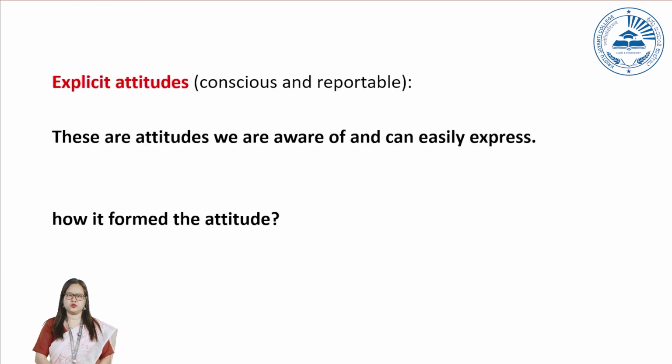Attitude has two types: explicit attitudes and implicit attitudes. Explicit attitudes are conscious and reportable. These are attitudes we are aware of and can easily express. For example, if a person supports environmental conservation and always tries to recycle, the person is consciously aware of their beliefs in protecting the environment and can easily express it.